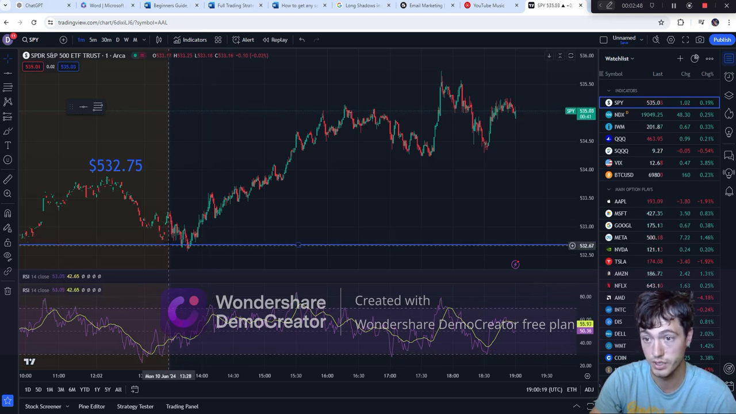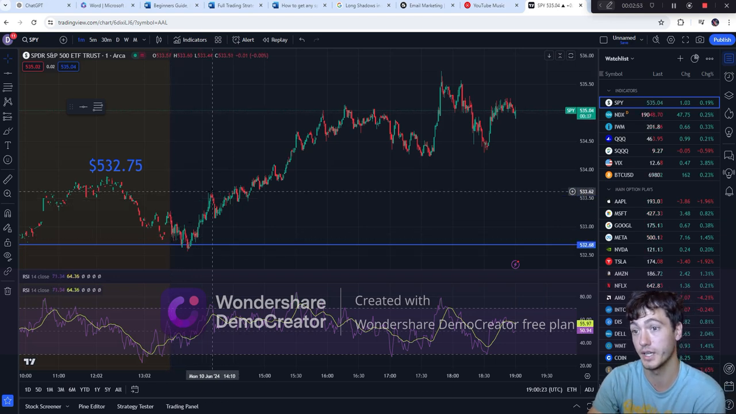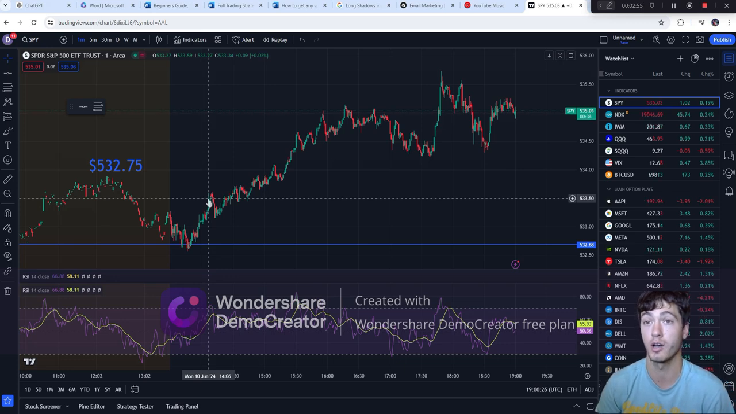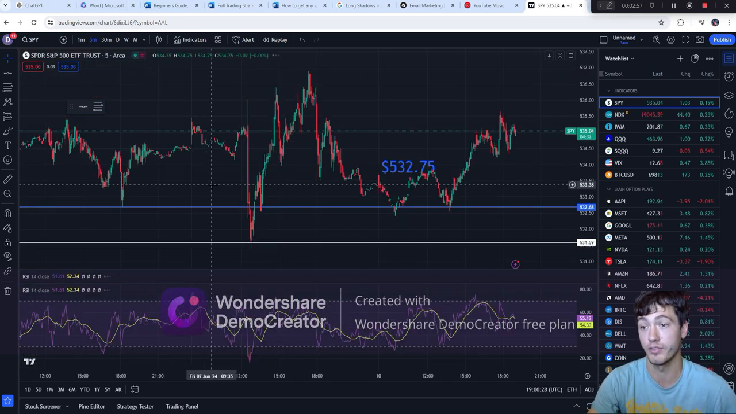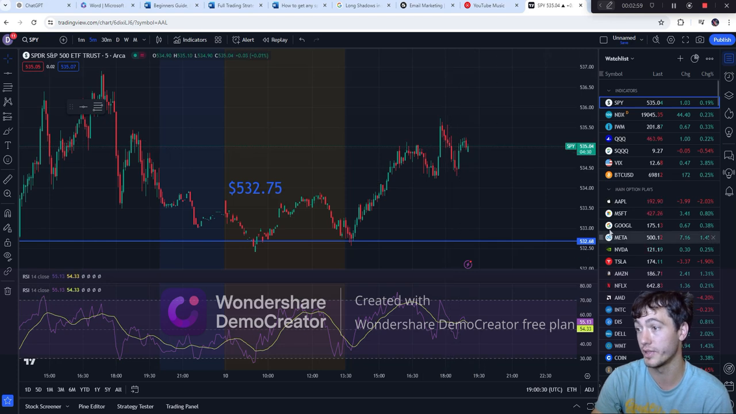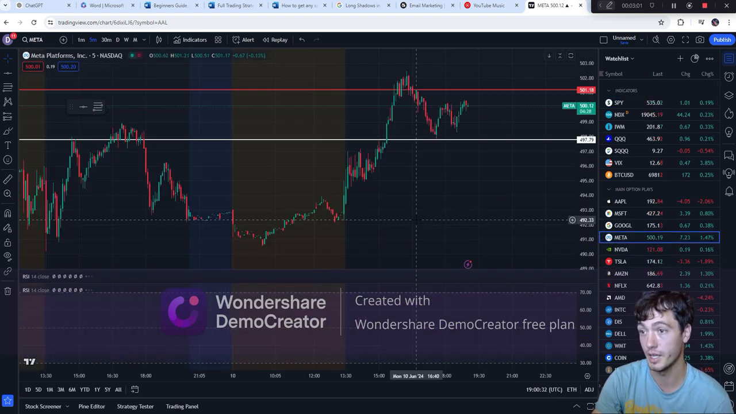And what did price do? Price started here and then it ended here. Once again, these are more like longer scalps, something you might want to look at on like the 5 minute time frame. Let's go to the 5 minute time frame on, say, Meta.